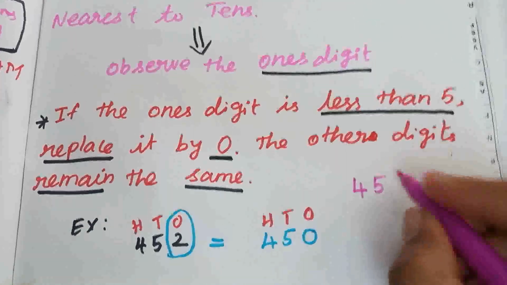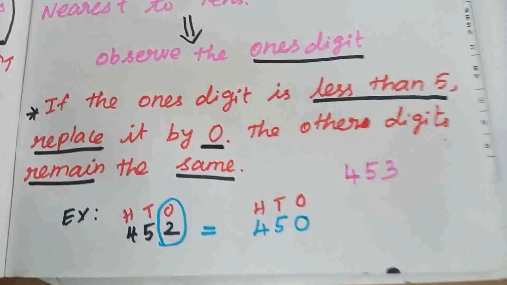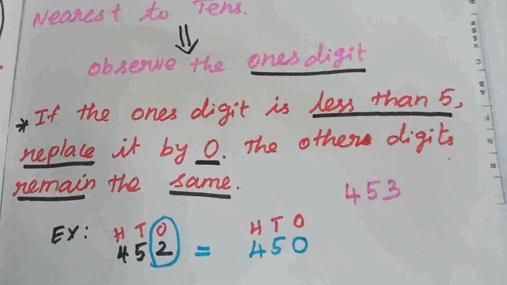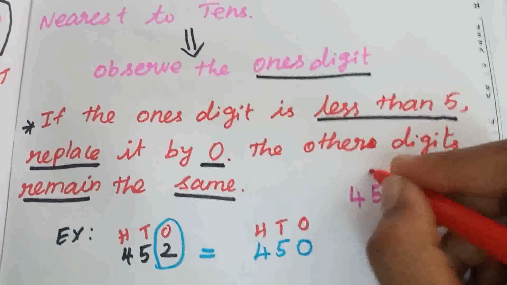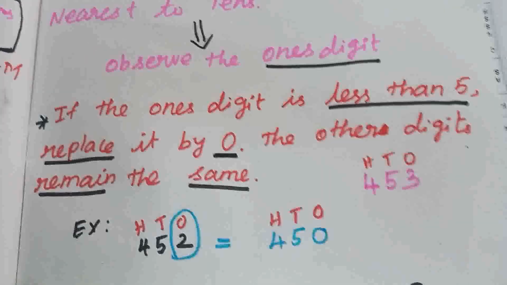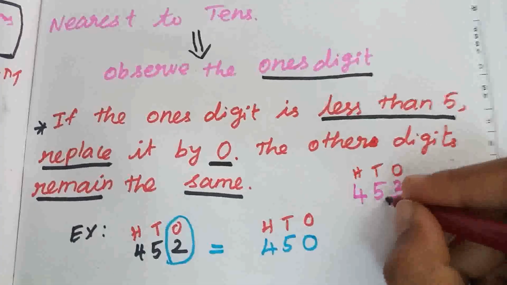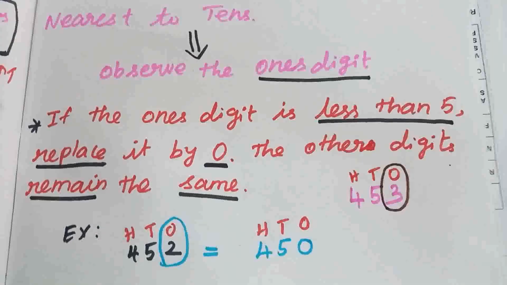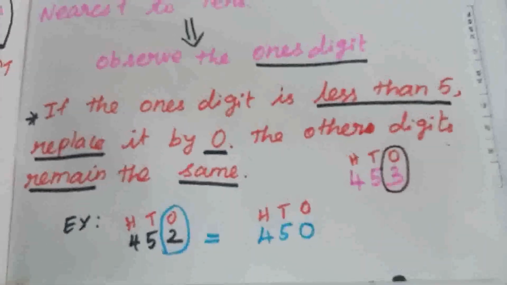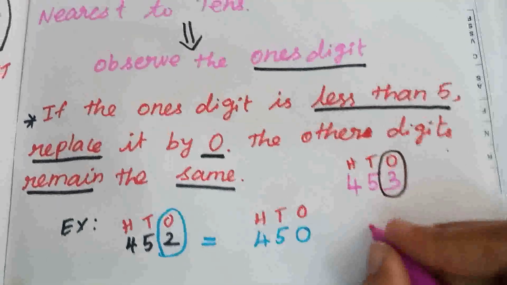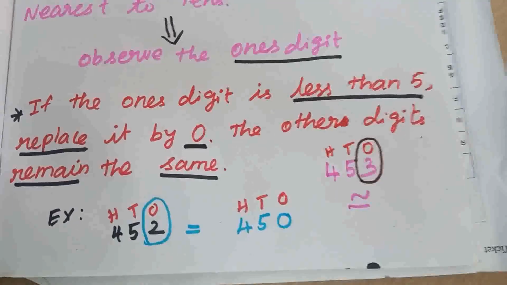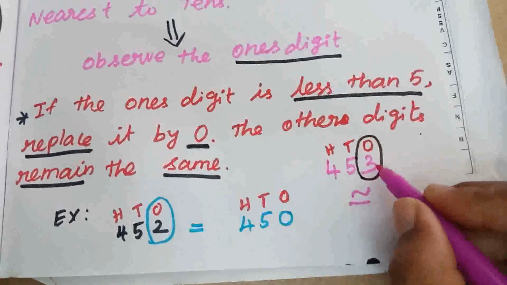4, 5, 3. Okay. So first you have to write the places. Ones, tens, hundreds. So which place do you have to see? Ones place. You have to circle it. Okay. Next, you have to apply the conditions.